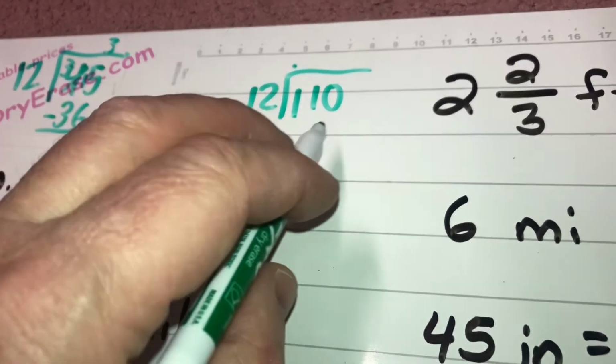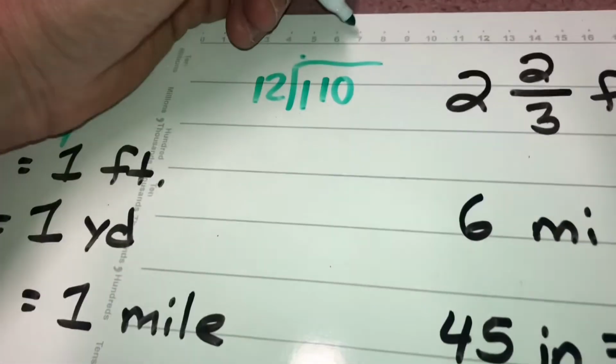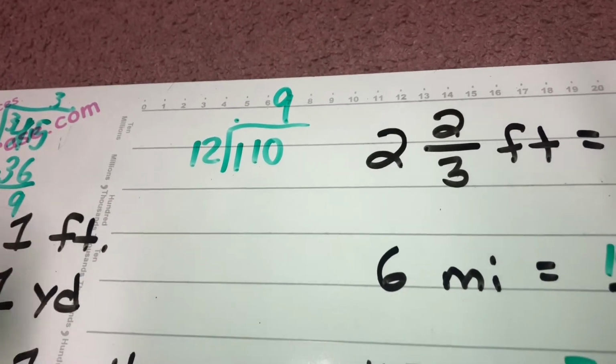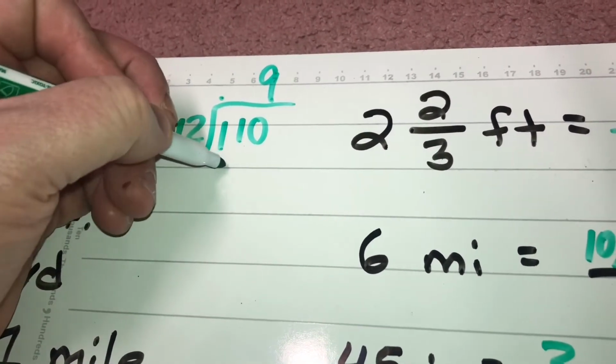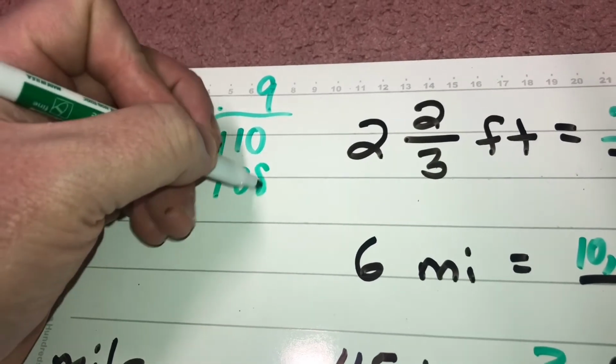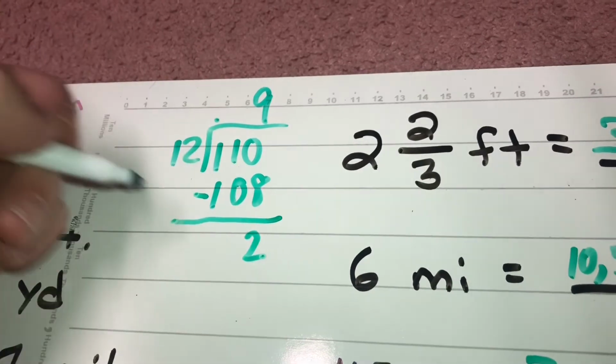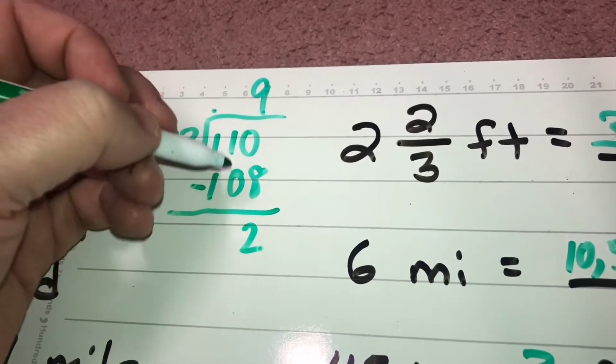I'm only going into 110, so 9 is going to be the biggest that I can possibly do. Plus, it has to be a one-digit number. 9 is the biggest you can get. 9 times 12 is 108. 110 minus 108 is 2. So I end up with 9 remainder 2.